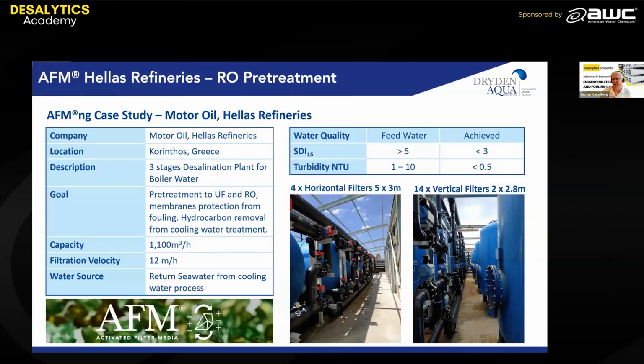Here the customer also had issues with hydrocarbon and oil, because he uses the seawater for cooling processes, and sometimes these cooling heat exchangers have leaking oil. Sometimes they get up to 5 ppm of oil. We have quite a good oil removal with our filter media, over 90%, and the oil is also removed well during the backwash afterwards.